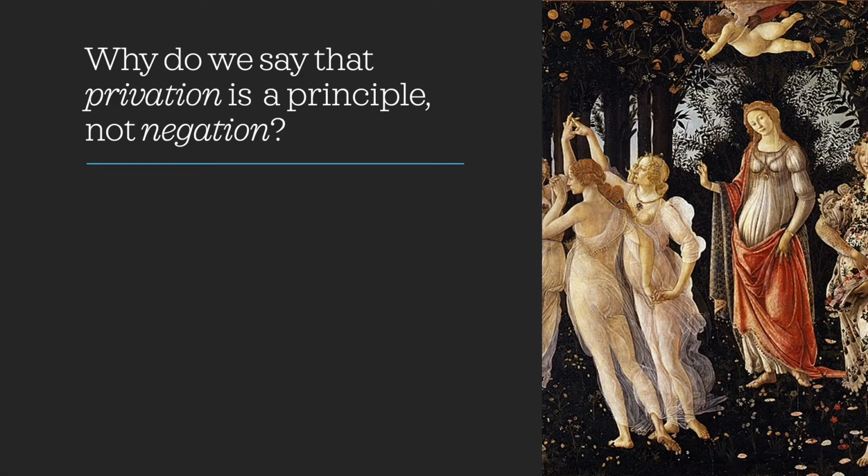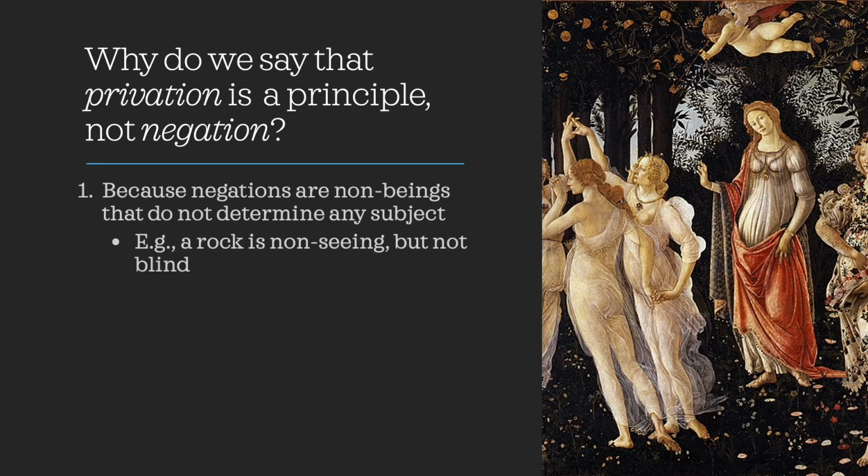Why do we say that privation is a principle of nature, not negation? The reason is twofold. First, because negations are non-beings that do not determine any subject. But nature always moves from some pre-existent subject or matter. Therefore, it's more fitting to specify a privation as the principle of nature than a negation. Here's an example. A rock is non-seeing, but not blind. Non-seeing is a negation, blind is a privation. Of course, what is blind is also non-seeing, but what's non-seeing is not necessarily blind.